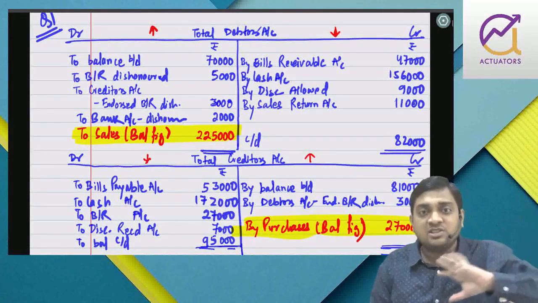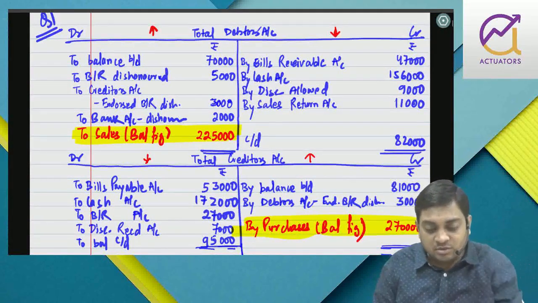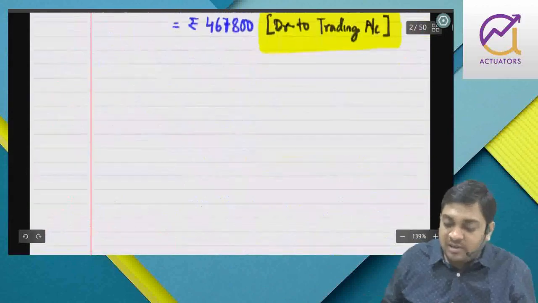Okay, fine. This much is due as of today. This much has been received. So sales is the balancing figure, right? Okay, fine. So now we'll be doing problem number 2.